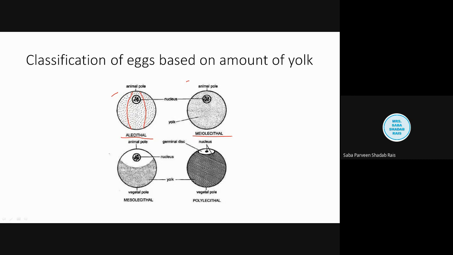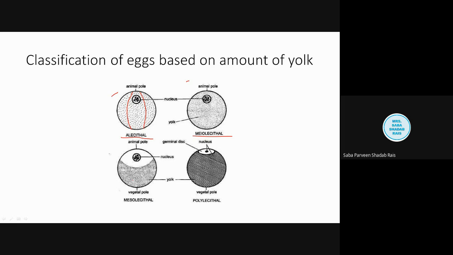Further, they are classified as the mesolecithal and the macrolecithal. This mesolecithal type of egg will have a moderate amount of yolk, which is largely confined to the vegetal pole. Now we had already discussed the animal pole and the vegetal pole. The animal pole has the cytoplasm with the nucleus, and the vegetal pole will have the heavy deposition of yolk.